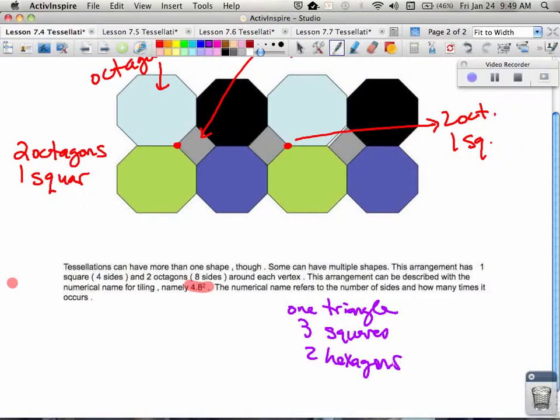I would write it in the following way. One triangle is a 3. Squares are a 4, but I want 3 of them. And hexagons are a 6-sided figure, and I only wanted 2 of those. So described here in the green highlight is how I'd represent one triangle, 3 squares, and 2 hexagons tessellating a plane.